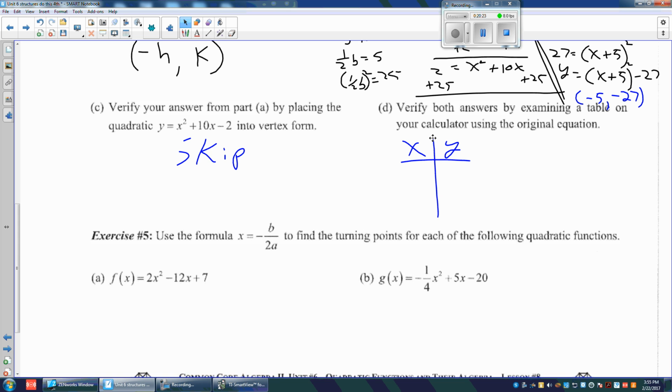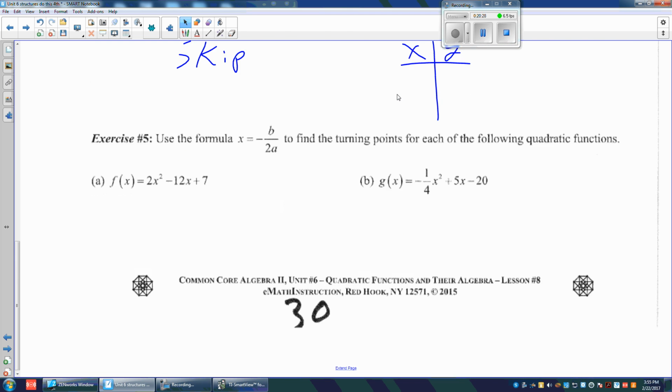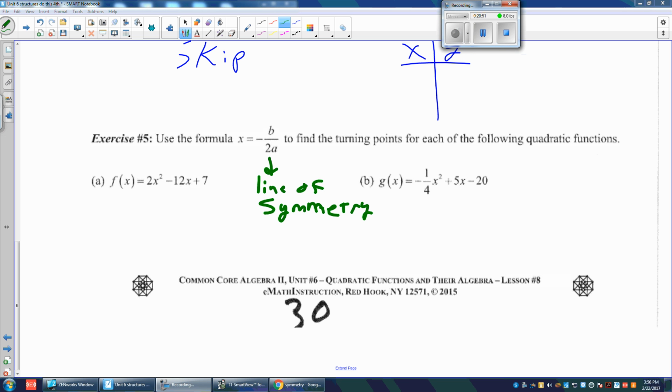Now, this is what I said earlier for example number 5. Use the formula x equals -b over 2a to find the turning points for each of the following quadratic functions. The turning point is also called the line of symmetry. So all we have to do is find out what B is, find out what A is. There's A right there, and there's B right there.